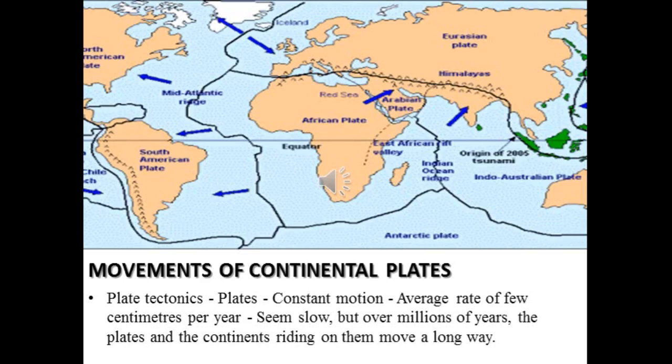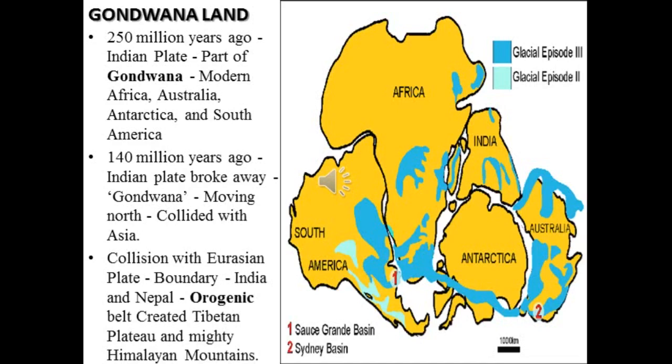Since it has been going on for millions of years, you can see a lot of change in the tectonic plates. For example, 250 million years ago, the Indian plate was a part of Gondwanaland, which comprised modern Africa, Australia, Antarctica and South America. Initially the earth consisted of only one plate. Later the plate divided into two: one is the Eurasian plate, another is called Gondwanaland. Before 140 million years ago, the Indian plate broke away from Gondwanaland and moved towards the north.